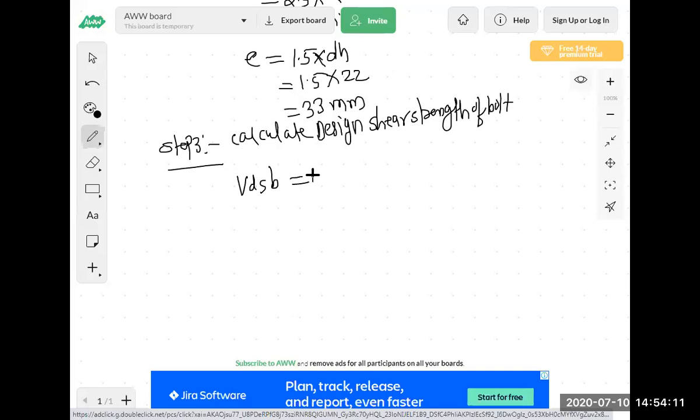Okay, so calculate design shear strength of the bolt, that is VDSB. So N into ANB into FUB divided by under root of 3 gamma MB. Please mug up this formula, because this formula is given in the IS code, page number 74, I think. Everybody have the IS code? You have printed this IS code as I have told. Please print this IS code.